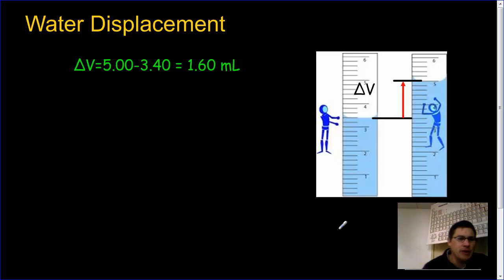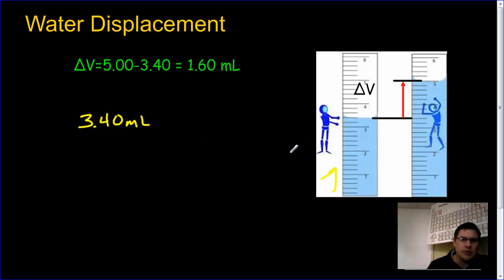One of the ways we can figure out volume if we have an irregular shape is by water displacement. What we do is we fill up a graduated cylinder, and you notice we have one on the left here. Fill the graduated cylinder to a known volume. So this is actually about 3.4 on the left-hand side. So we got 3.4 milliliters before we start.